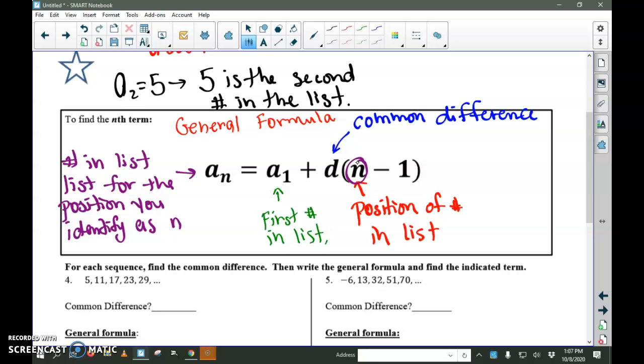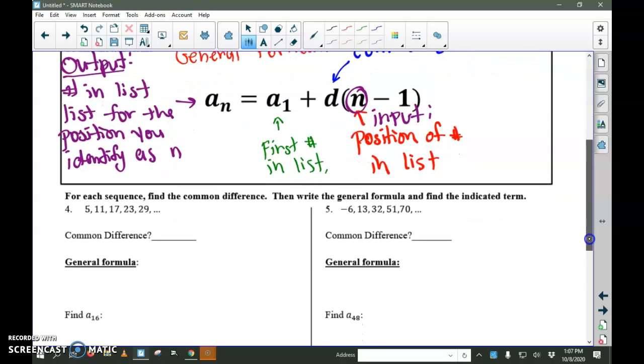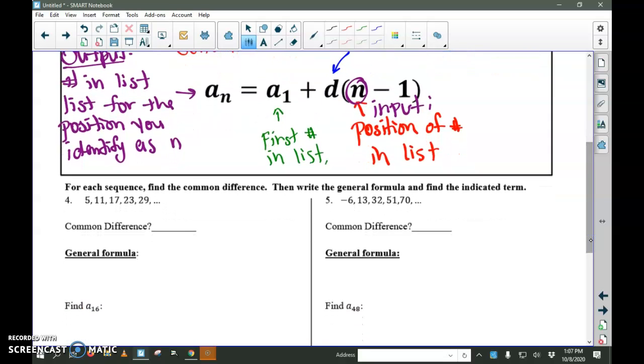Okay, so I'm going to label this. This is going to be our output. And this n right here, this is going to be your input, the position of the number in that list. And I'm going to use this formula. This formula is going to help me find the number. Let's say if I have a list of numbers and I want to know the number that's in the 25th spot, this formula would help me determine the number in that 25th spot. So I'm going to do two examples with you.